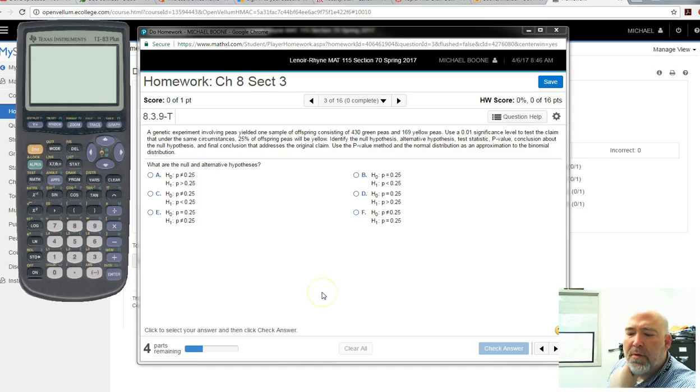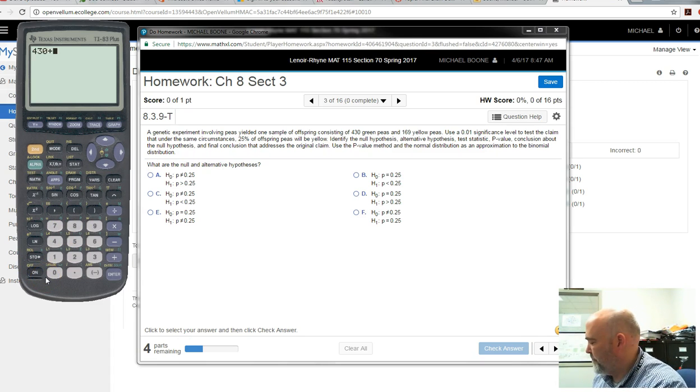All right, so in Chapter 8 and 3, we're looking at another proportion problem. So if I have 430 green peas and 169 yellow peas, that gives me a total of 599 peas. So I'm testing to see if the yellow peas are roughly 25%.